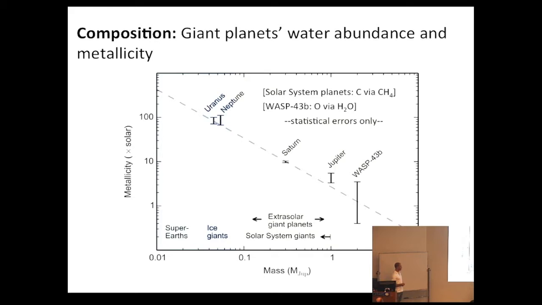And so this figure, Laura must have shown this yesterday, showing the expectation for the metal enhancement, the decrease in metal enhancement in the atmospheres of giant planets as you go to higher masses. WASP 43 is fitting comfortably on the extrapolation of the trend seen in the solar system, which is truly remarkable, right? Because we're talking about metallicity estimates for the solar system planets based on methane spectroscopy.